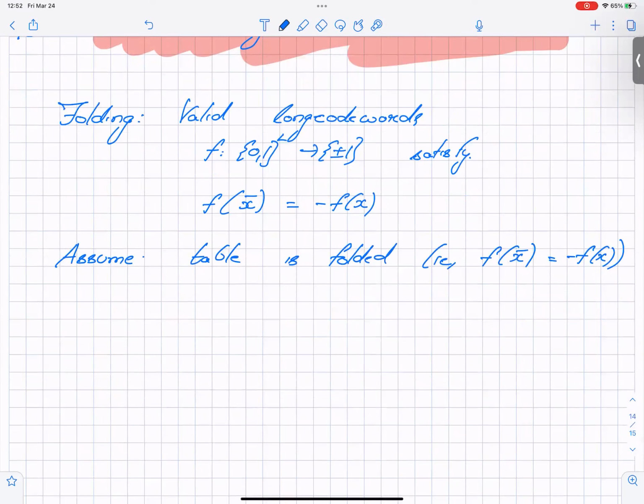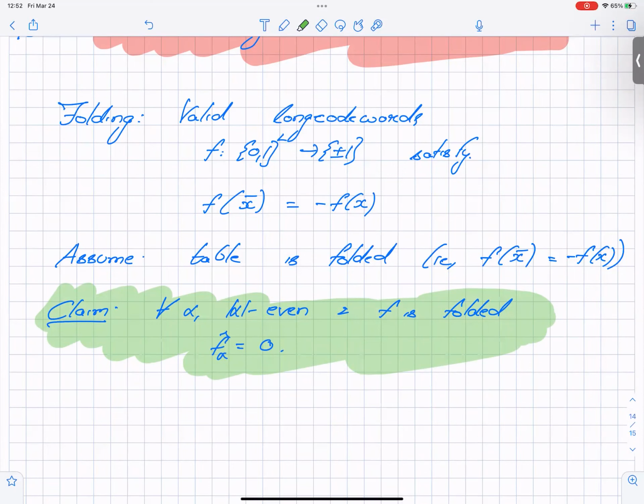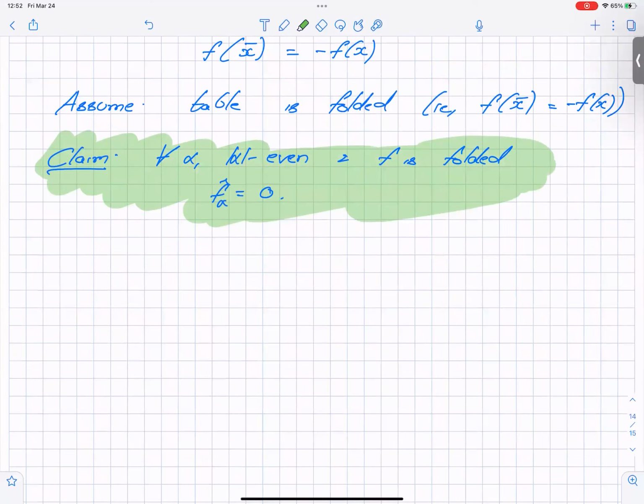So what does folding do? All even Fourier coefficients vanish. I want to claim this will imply that for all alpha, if the mod of alpha is even and f is folded, f hat of alpha will be 0. Actually, we will only need it for alpha being the empty set, the all zeros code word. We'll prove it only for that case, though this is true for all cases. It should be just evident here. What is the proof? The proof should be fairly simple, no?